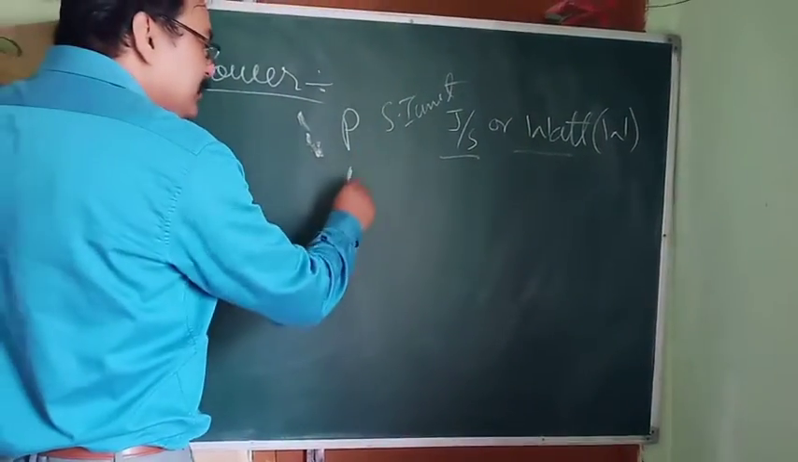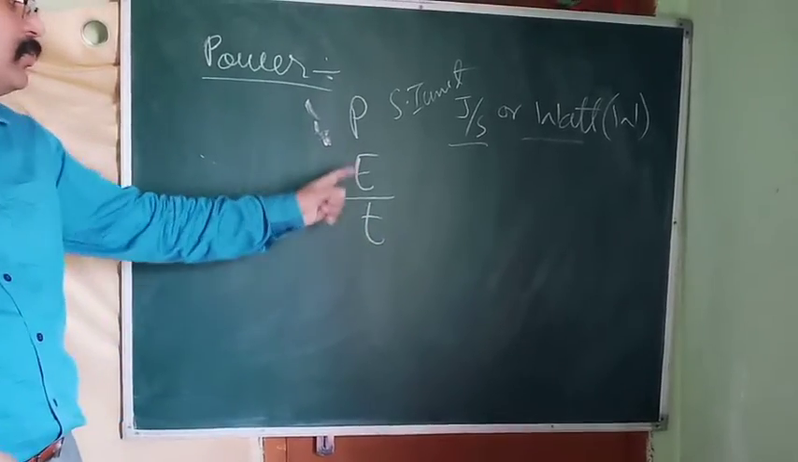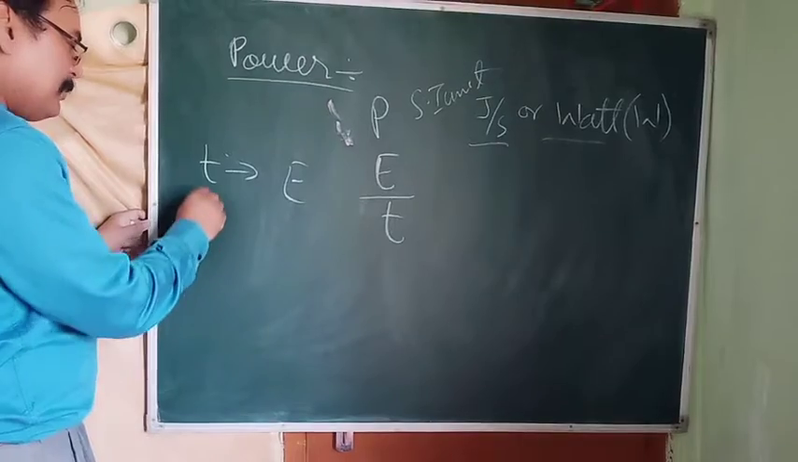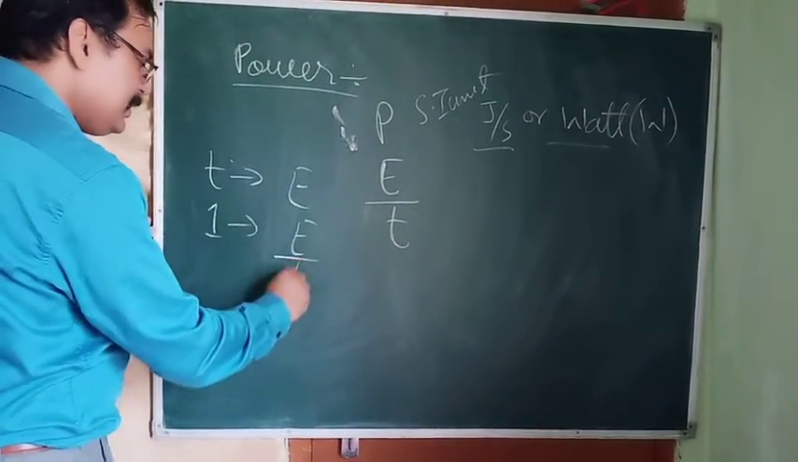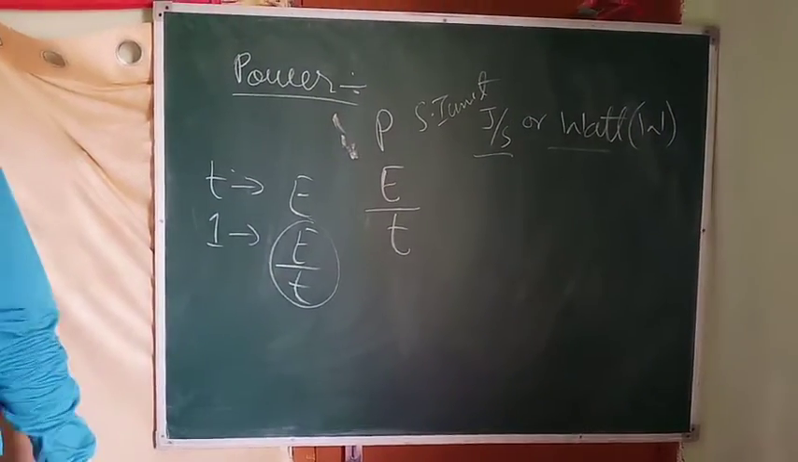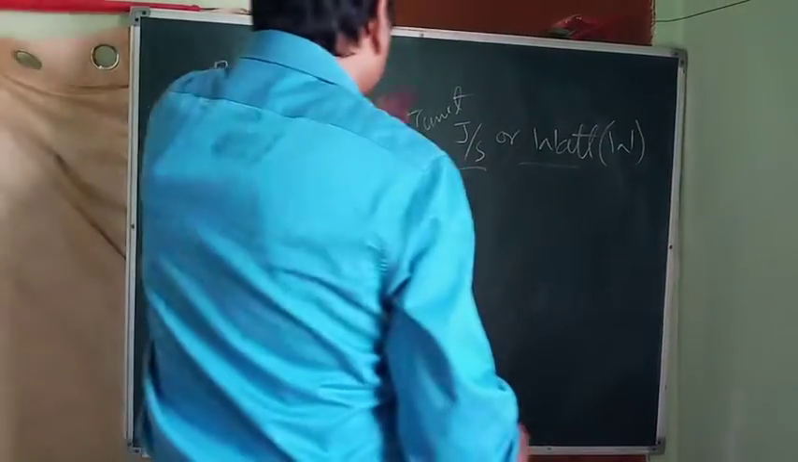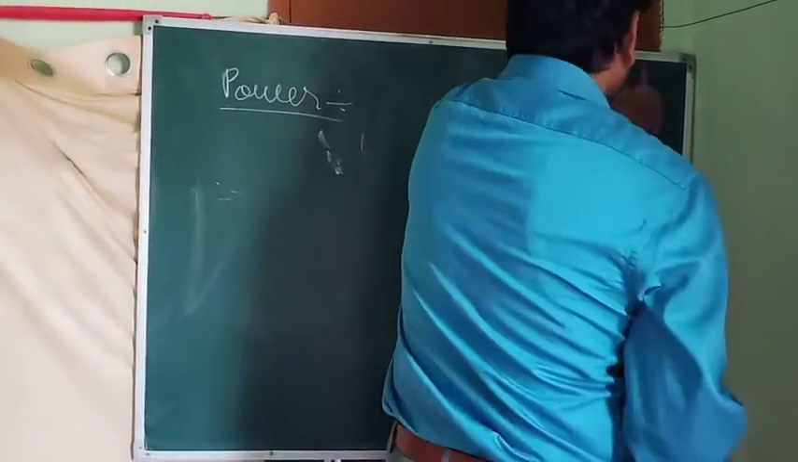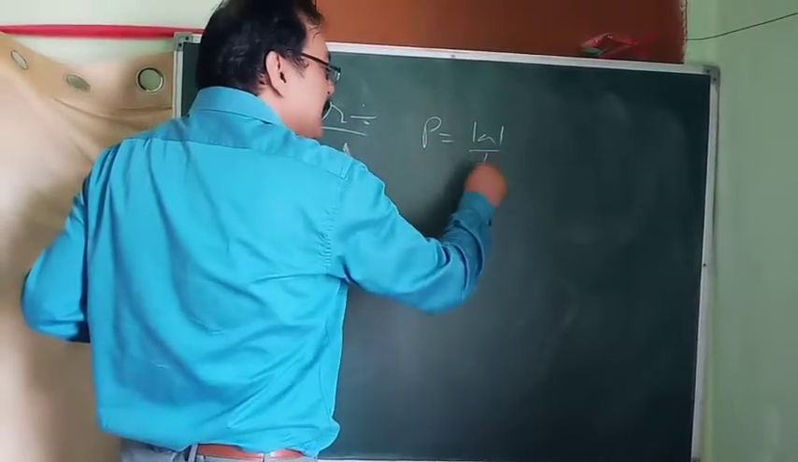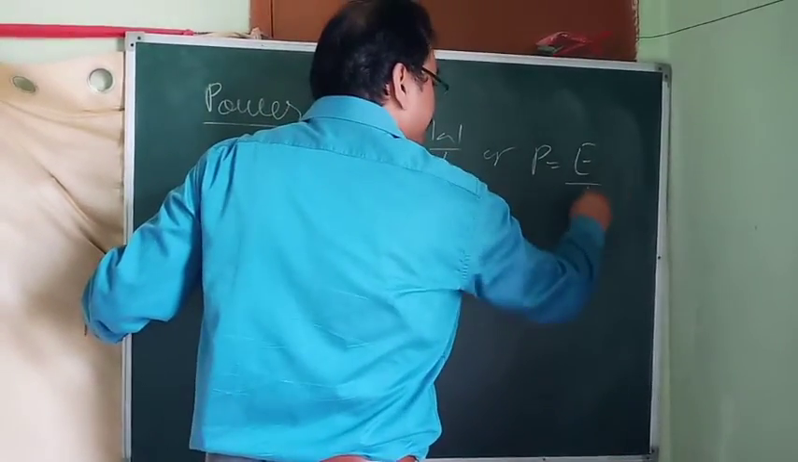Suppose the energy consumed is E and the time taken to consume that energy is T. So what will you get? Suppose in time T it has consumed energy E. In unit time, how much energy will it consume? E by T. So the energy consumed per unit time is called power. Okay. Got it? Now we can write the expression for it, which we get from the definition. Power is equal to either work by time or energy by time.